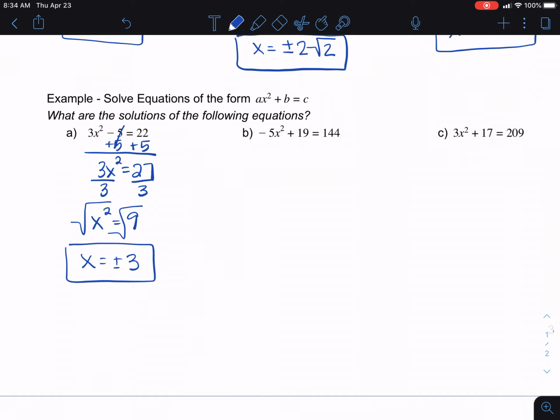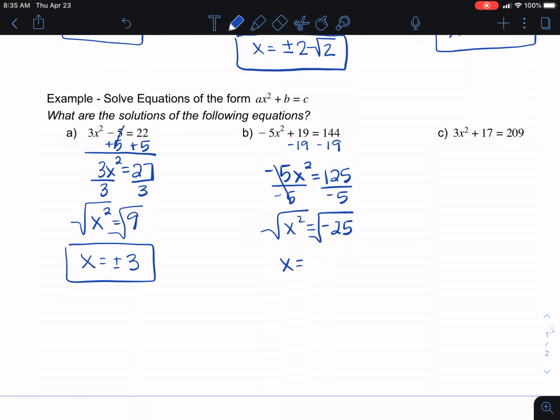Alright, and looking at b, we have negative 5x squared plus 19 equals 144. If we subtract 19 from both sides, we get, I want to say 125, but let me check real quick. Yep, 125. So we have negative 5x squared equals 125. Divide both sides by negative 5. So x squared equals negative 25. Square root both sides. So x equals plus or minus, oh, we have a square root of a negative, so that does not exist. So we're going to have no solution.